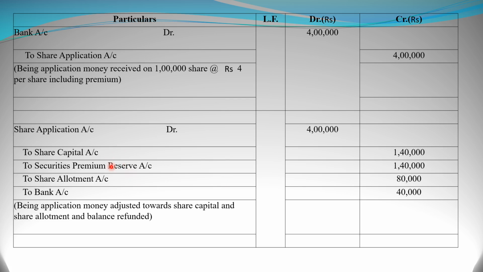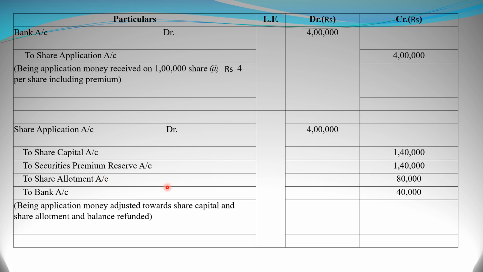Remaining 70,000 is transferred to share capital as well as securities premium reserve. Share capital value here is 2 and premium also 2. Total 4 including premium 2, means we have to segregate 2 plus 2. So therefore 70,000 into 2, 1,40,000. Again 70,000 into 2, 1,40,000. So this is a transferring entry, an adjustment entry, an amount receiving entry, an amount adjustment entry. First two are transfer, second one adjustment, third one refund.